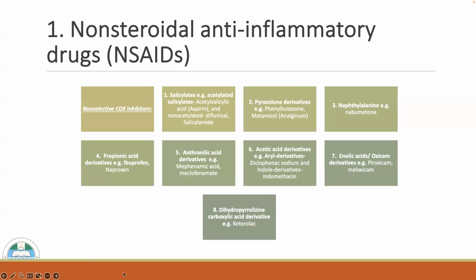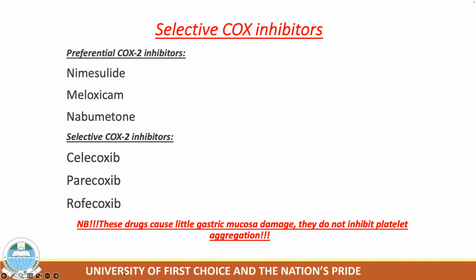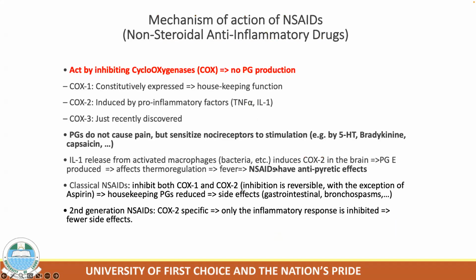Okay. Next, let's quickly take a few. These are selective COX inhibitors: celecoxib, parecoxib, and rofecoxib. Of all these, celecoxib is the only one that is in wide clinical use at this time. Okay. So let's quickly look at their mechanism of action, right?